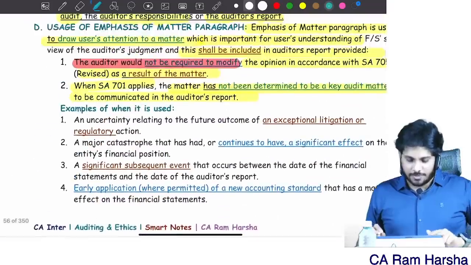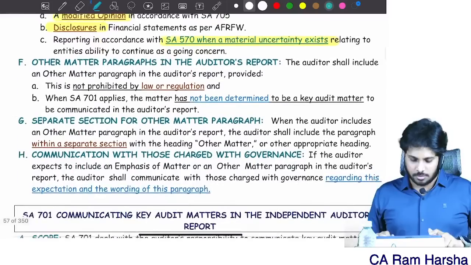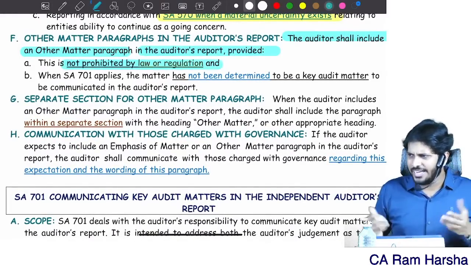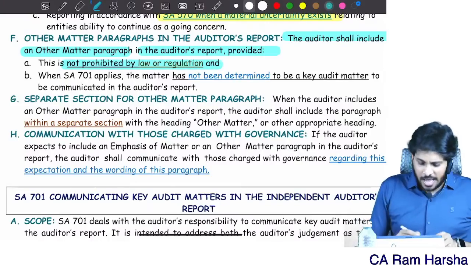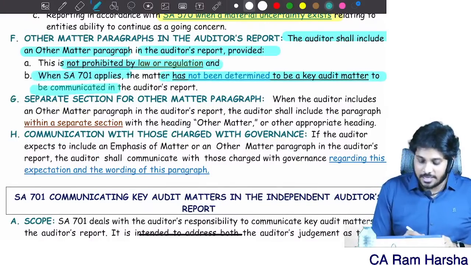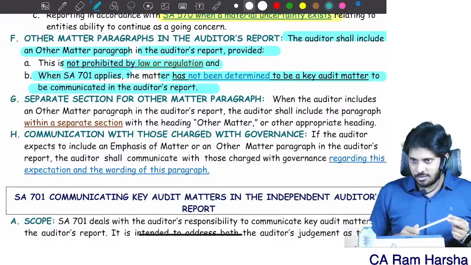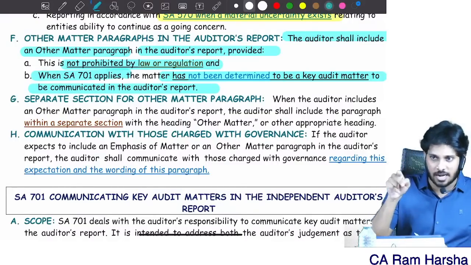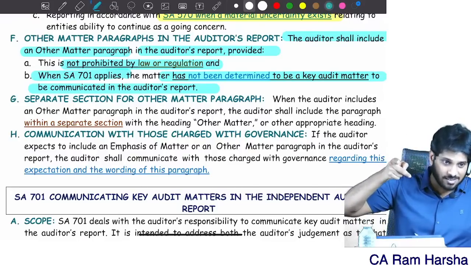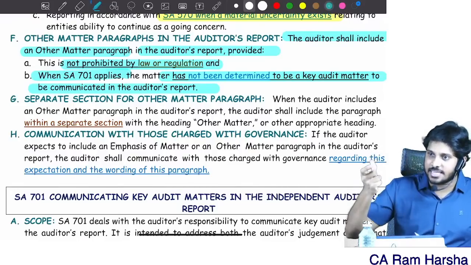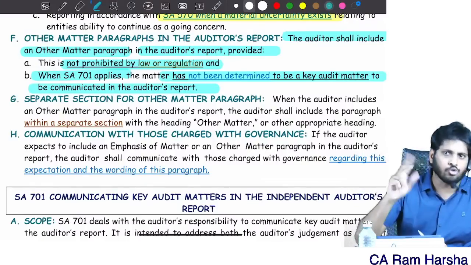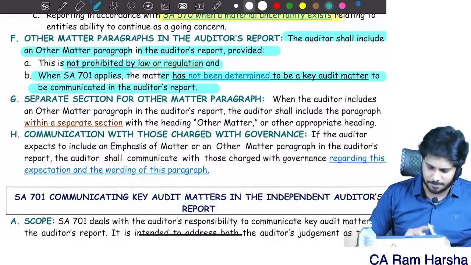What is the manner of presentation? Other matter paragraph: the auditor shall include an other matter paragraph only when it is not prohibited by law. In India, there is no prohibition. And when 701 applies, this matter is not decided as a key audit matter. The emphasis of matter paragraph and other matter paragraph can be used for any matter that is not decided as a key audit matter. If it is decided as a key audit matter, why discuss it once again here? You are anyhow discussing it under key audit matter. To avoid duplication, they put this condition.